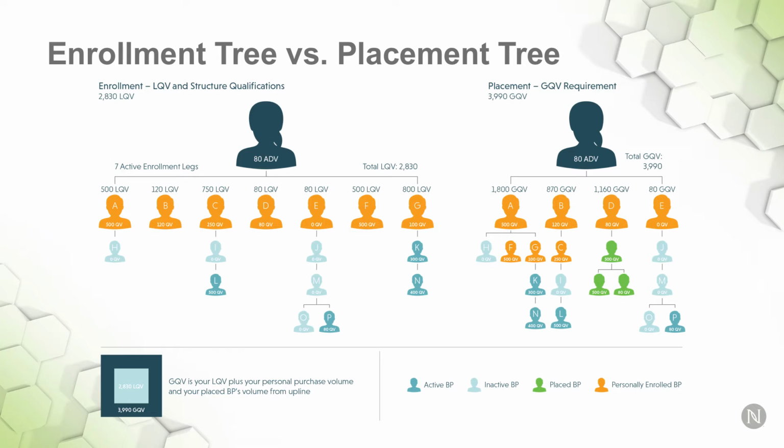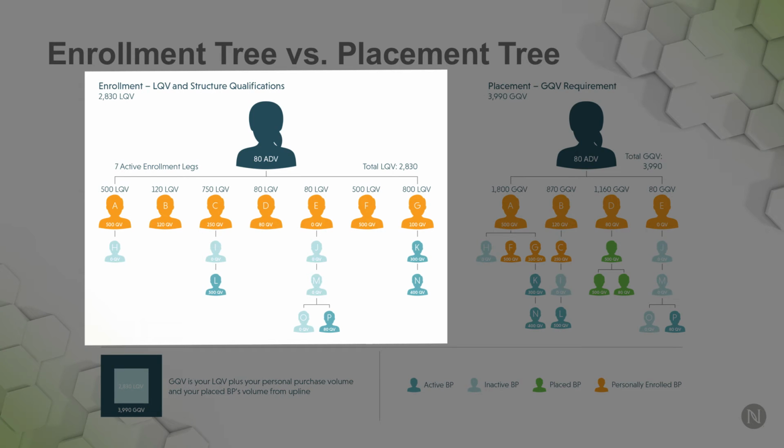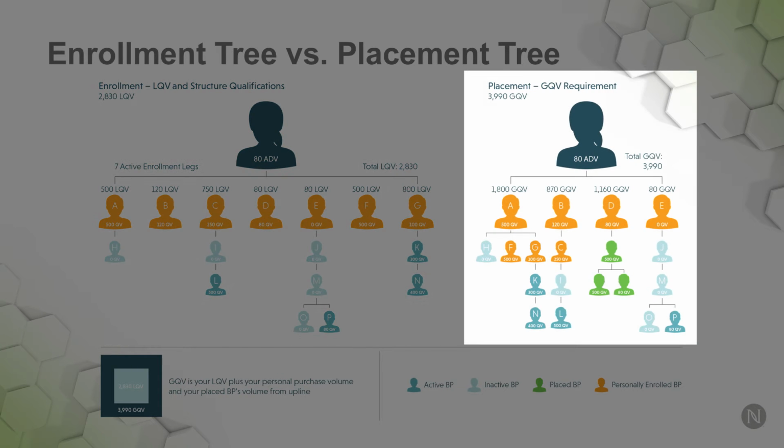And it's really important to understand that we call an enrollment tree your LQV. That's your leadership qualifying volume. But when you hear LQV, just think of those are the people that I've enrolled, who've enrolled people, who've enrolled people, who've enrolled people. When you think of a placement tree, that's called your group qualifying volume.